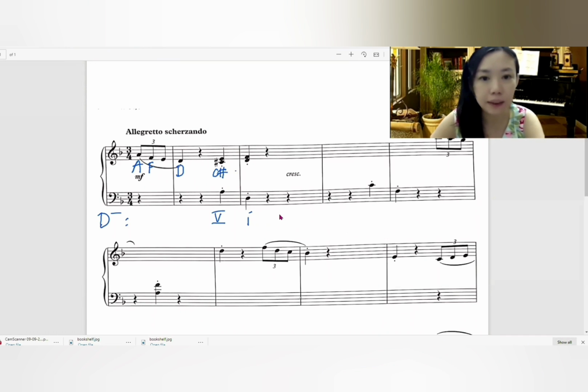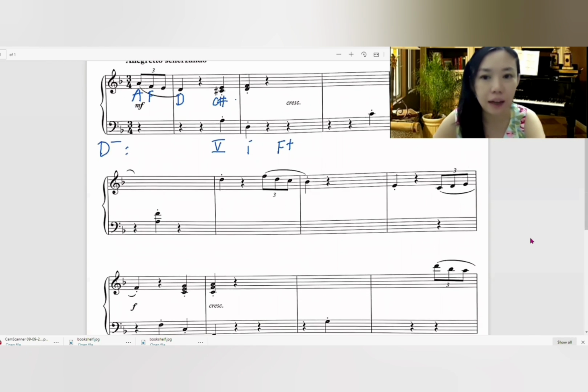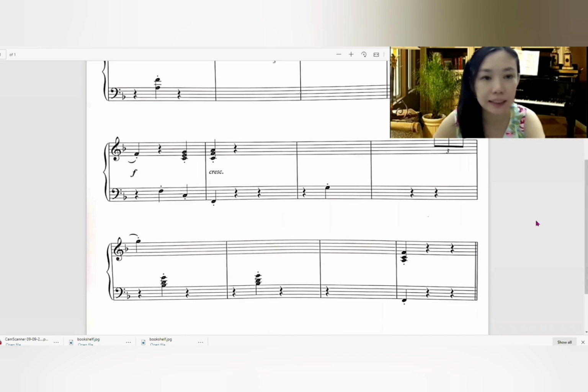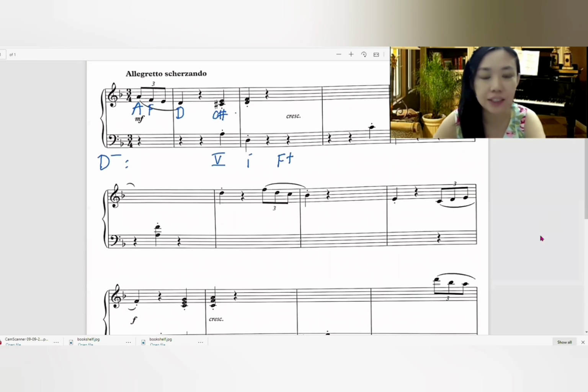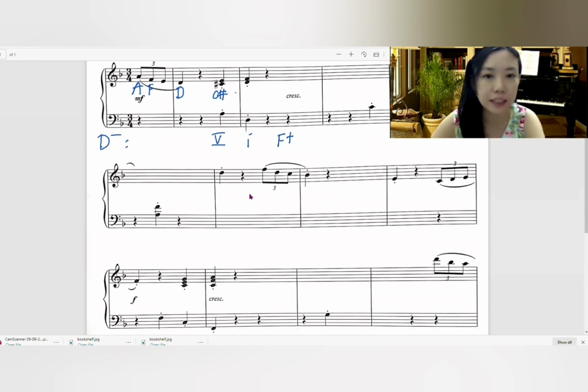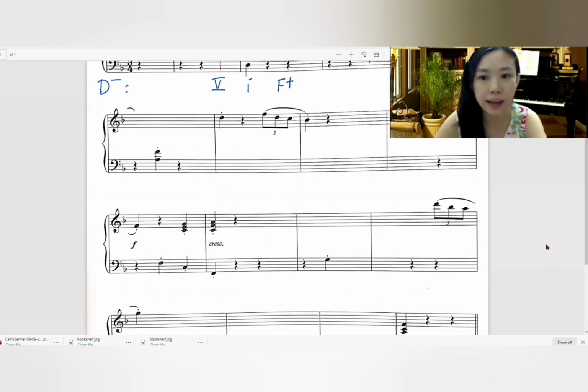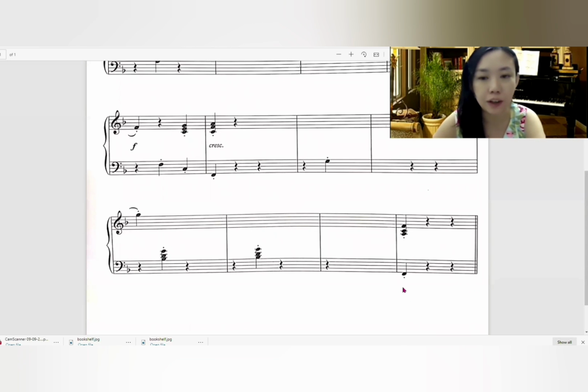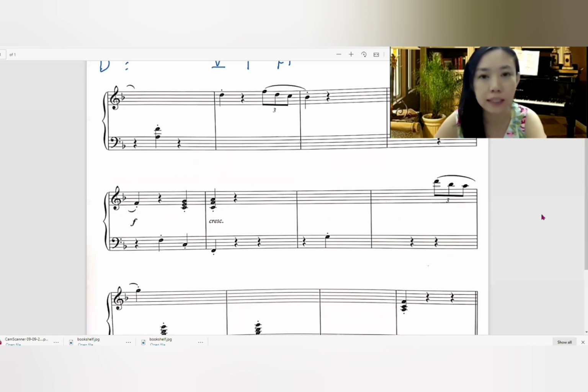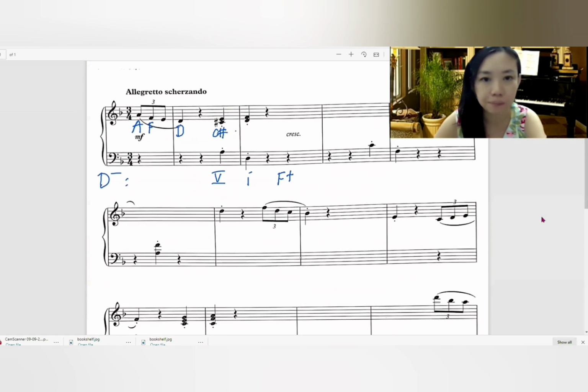So starting from here, it goes to F major, and after this you don't see any other accidentals or key changes. So in terms of modulation, this is pretty straightforward. It starts with D minor and then modulates to F major all the way to the end. It ends with the F major chord. This is chord 1, F, A, C, because in between we don't see any other accidentals.